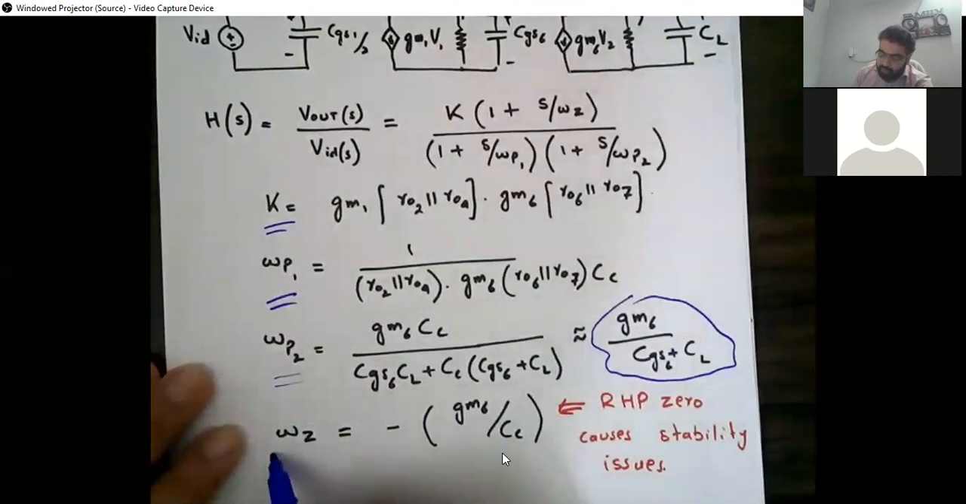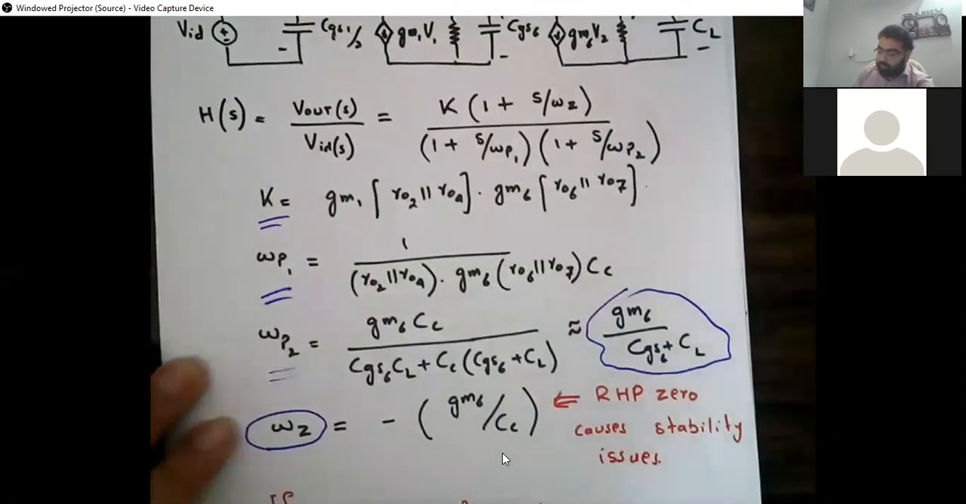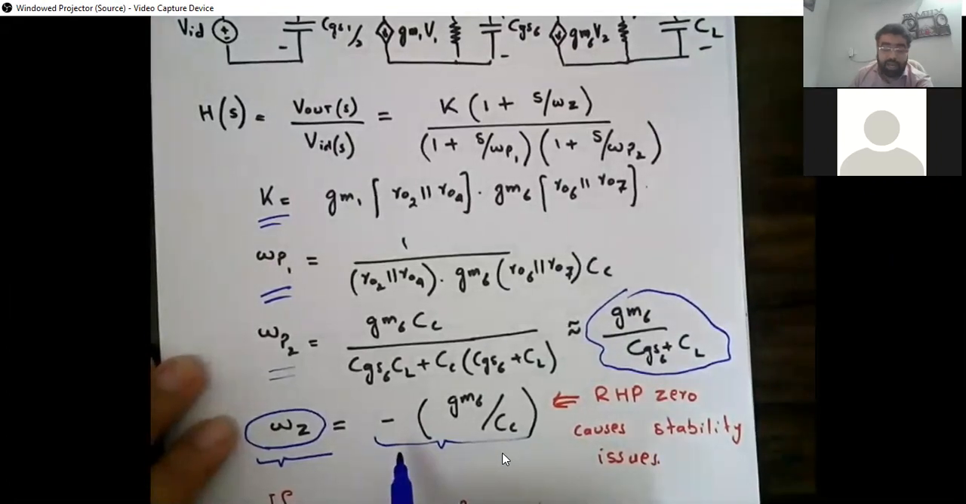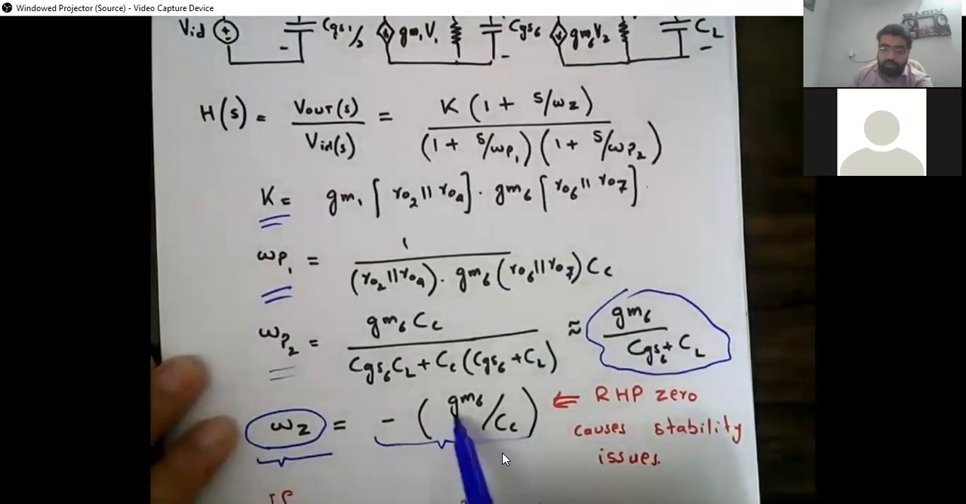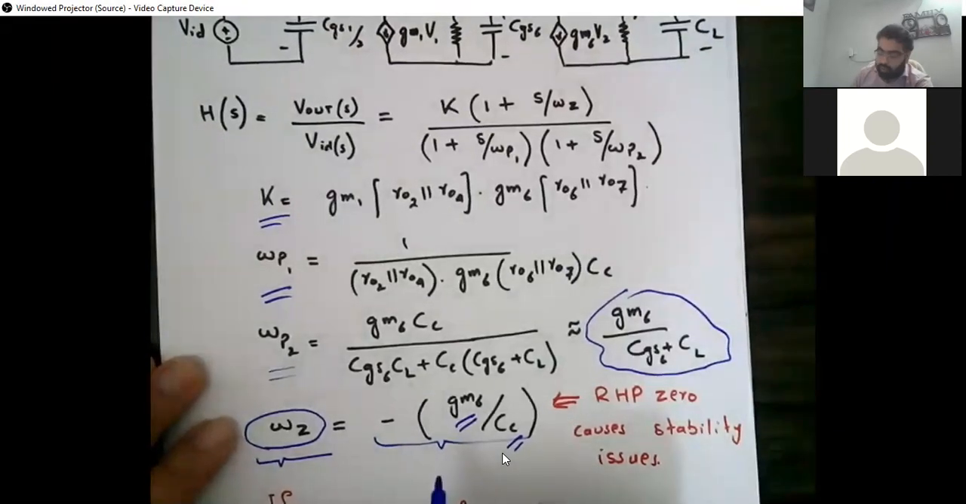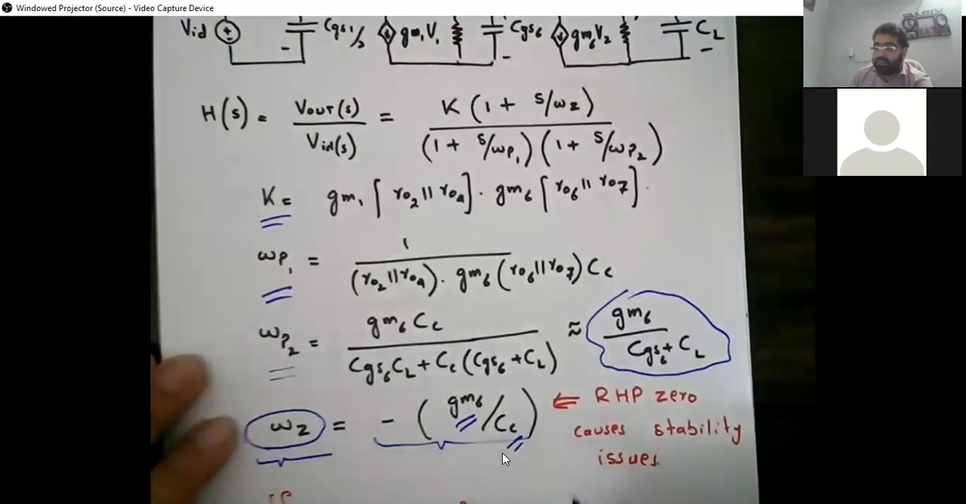And if we find the value of omega Z, it comes out to be minus GM6 by CC. That's something we need to give significant attention to: we have an omega Z, we have a zero, which has a negative value, equal to GM6 by CC. We didn't do the calculation here, but if you want, I can share some of it, because that's not related much to us. The important thing is that omega Z is going to be a right hand zero.